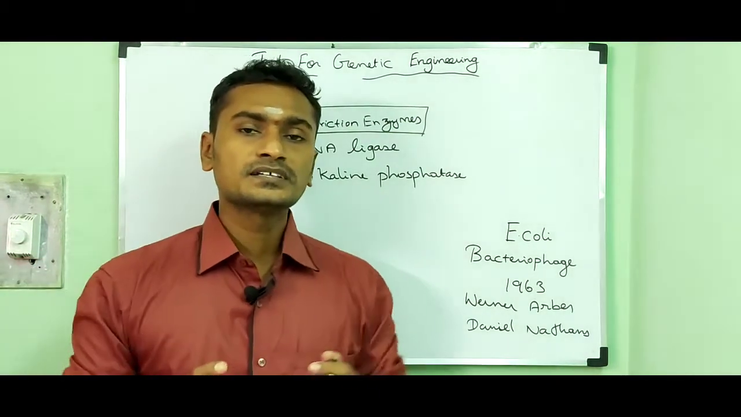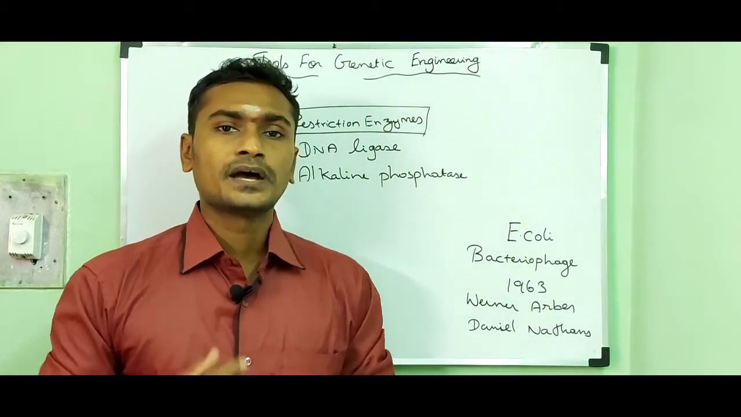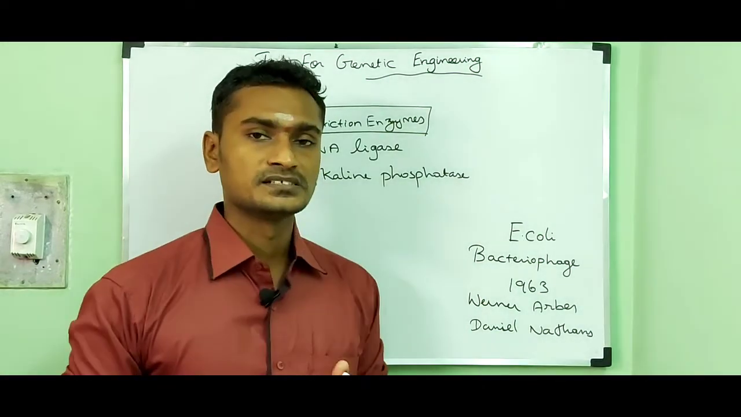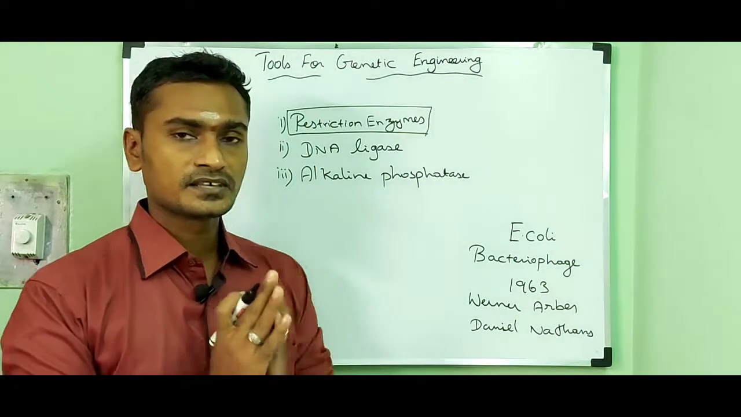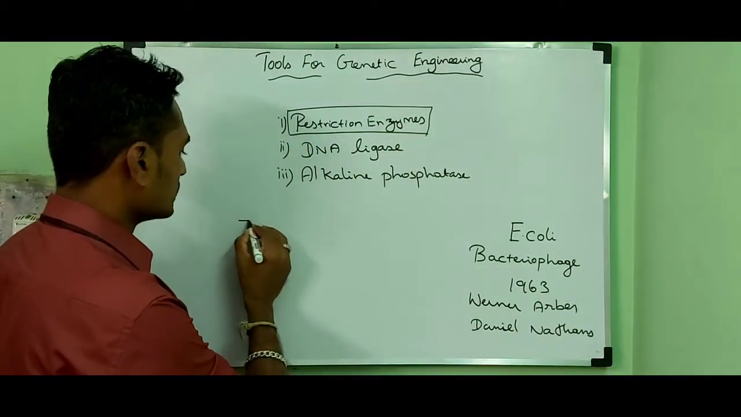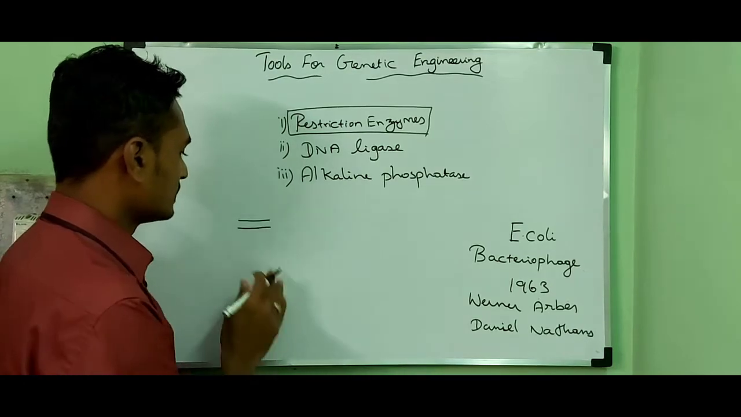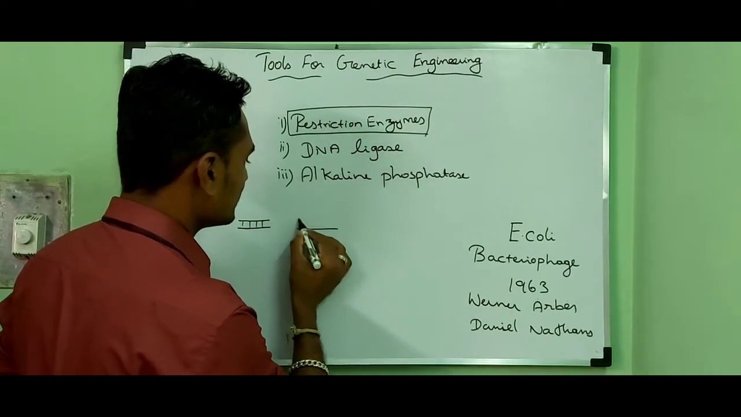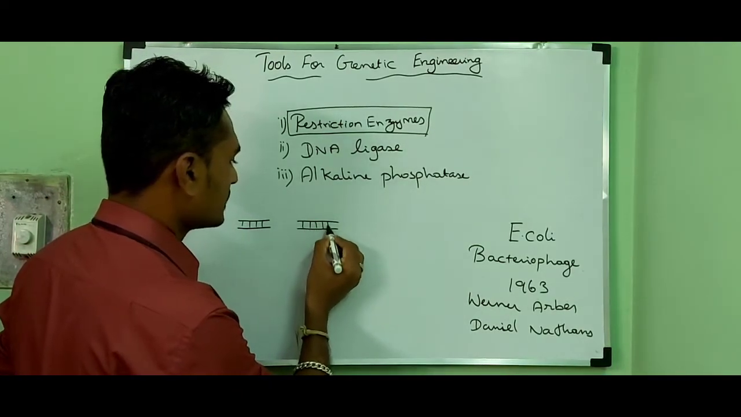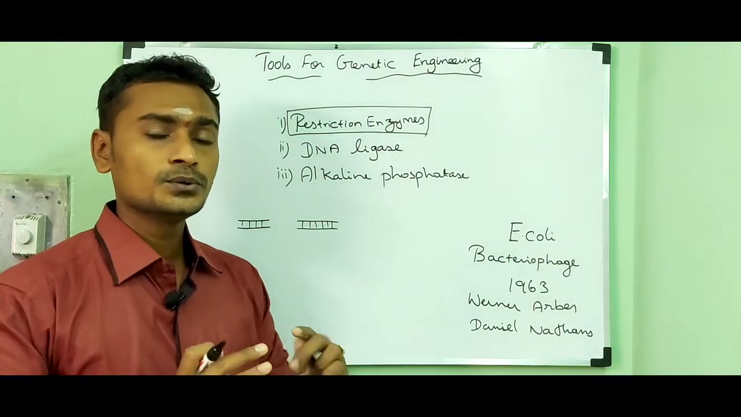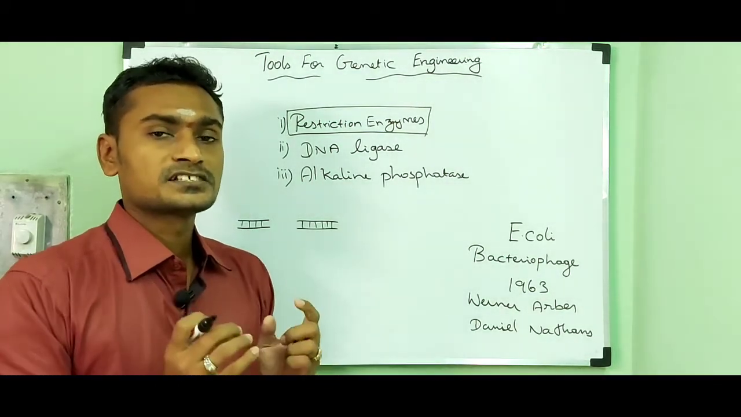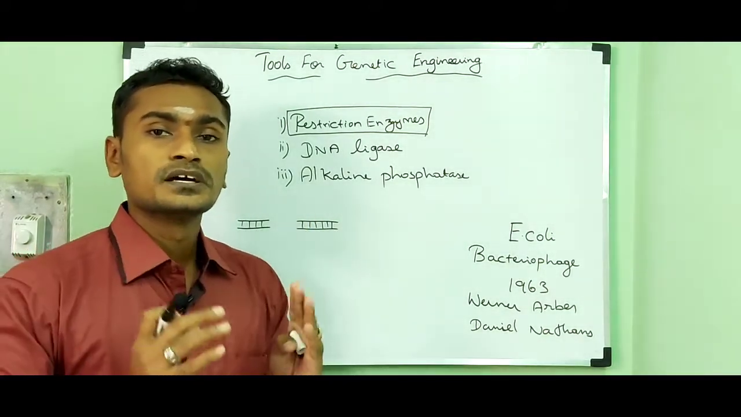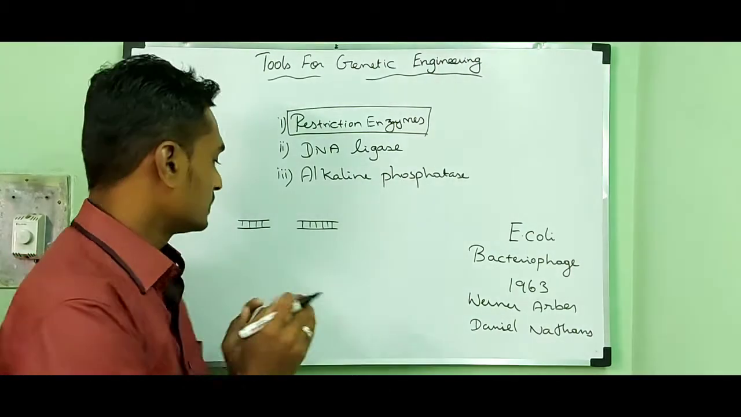If a virus infects a bacteria, the bacteria counteract the virus by producing these two enzymes. For example, consider this is a bacterial DNA and this is a viral DNA. Then you may wonder how that enzyme recognizes the viral DNA and makes a cut on it.